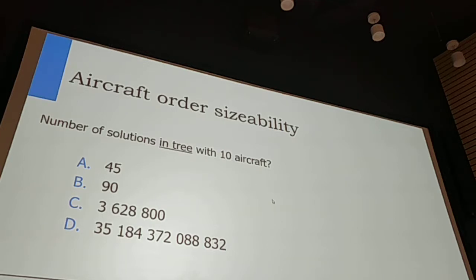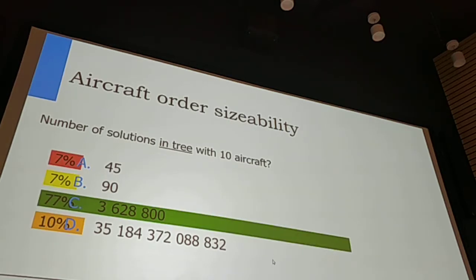Start the timer. Slightly larger than we thought.